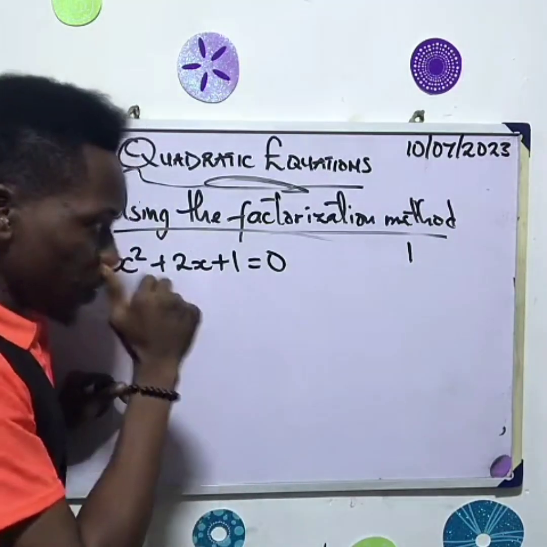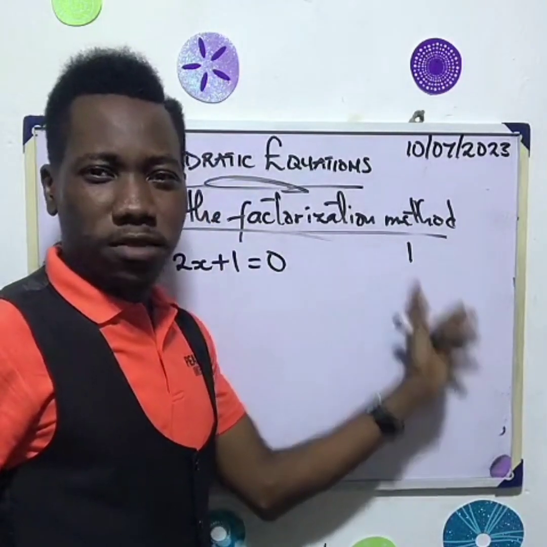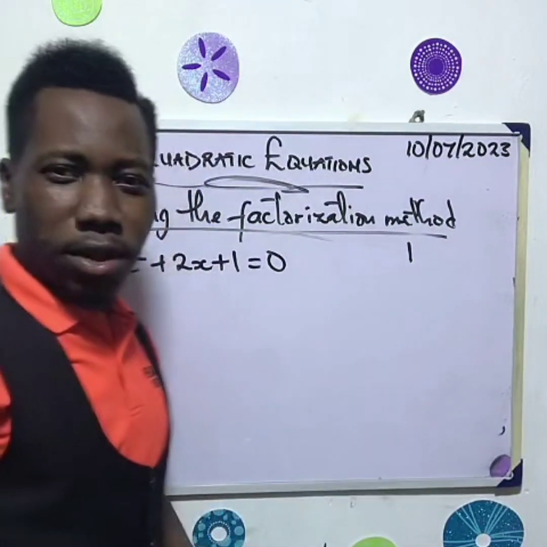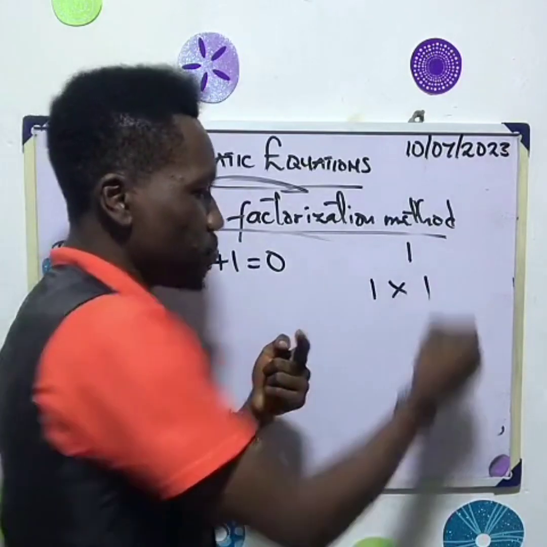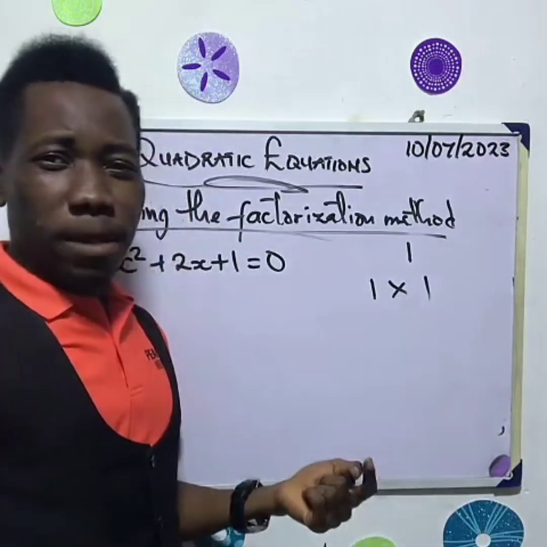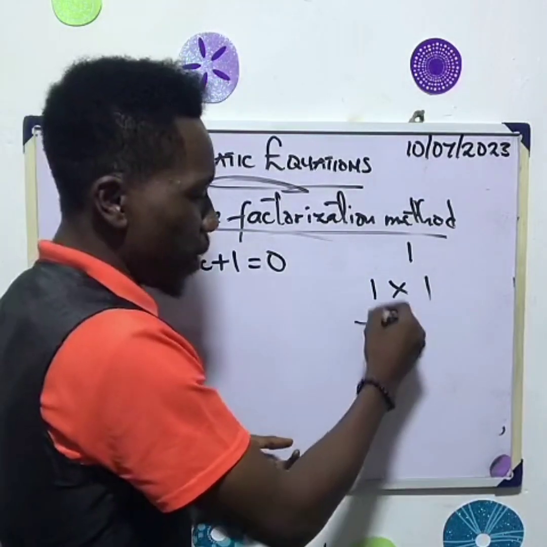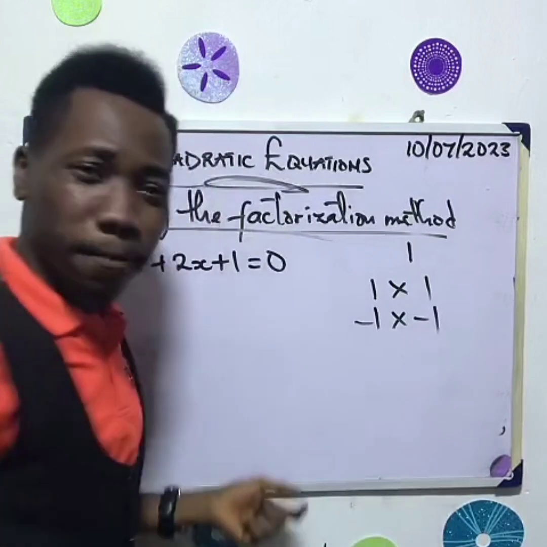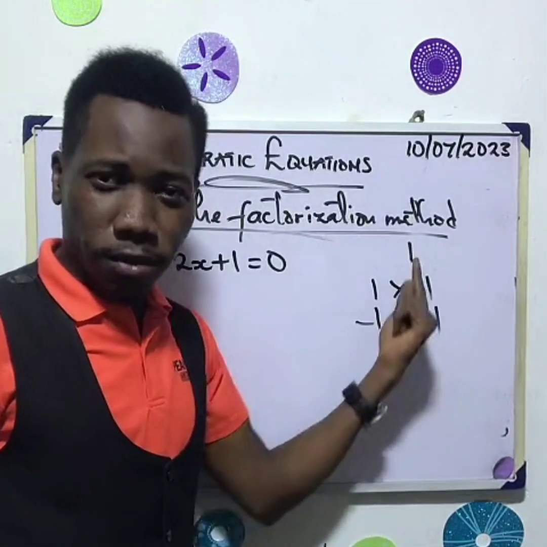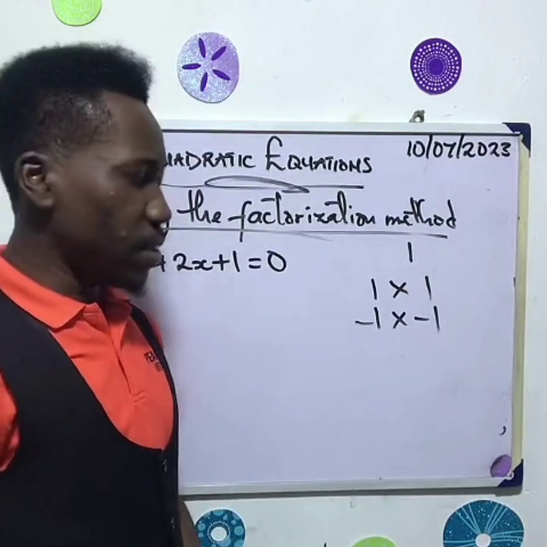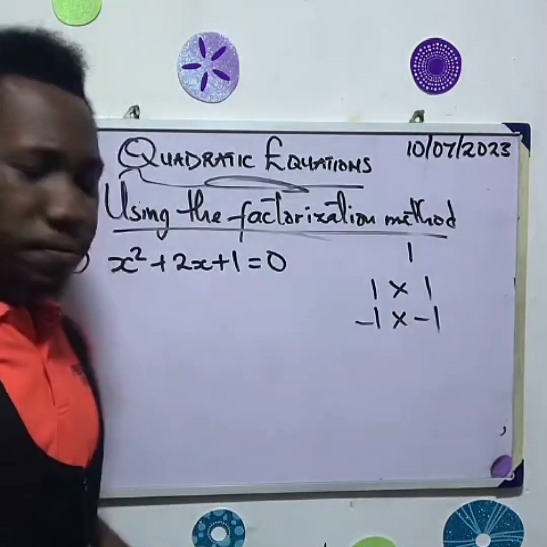Alright? So, let's write out the numbers that can be multiplied to give us 1. We're going to have 1 times 1. Is there any other thing we can multiply to give us 1? We can multiply minus 1 times minus 1. Minus times minus is plus. 1 times 1 is 1. So that's plus 1. Any other integer we can multiply to give us 1?